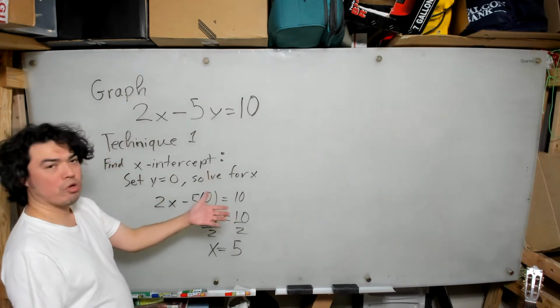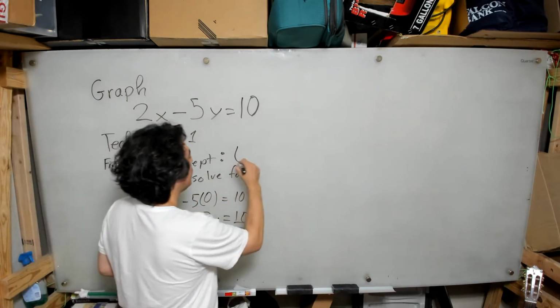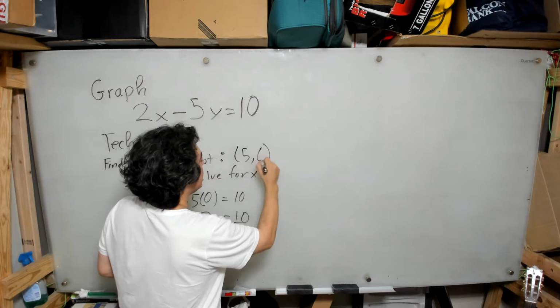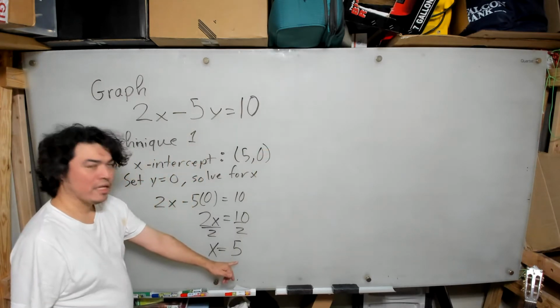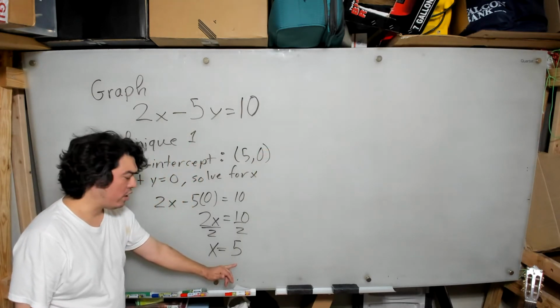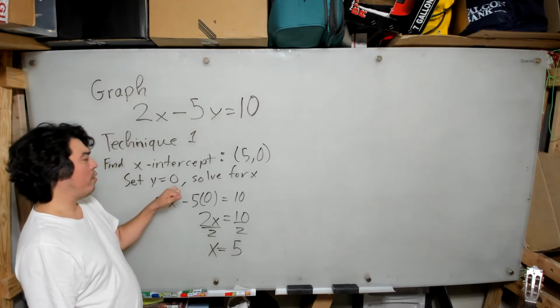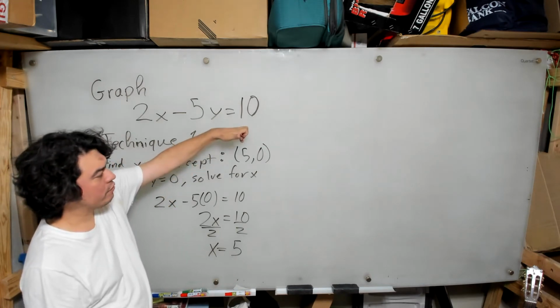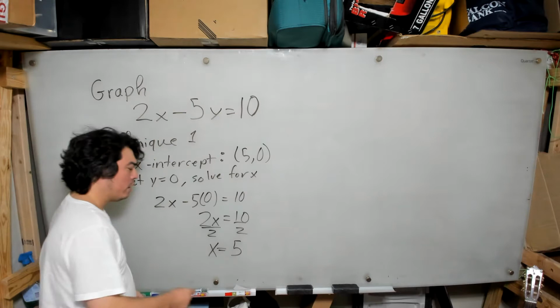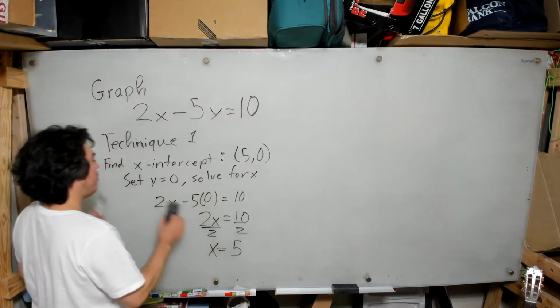So my X-intercept will be the point (5, 0). 5, because that's the X value we got when we plugged in Y equals 0. The X is 5, the Y is 0. Now we're going to find the Y-intercept.